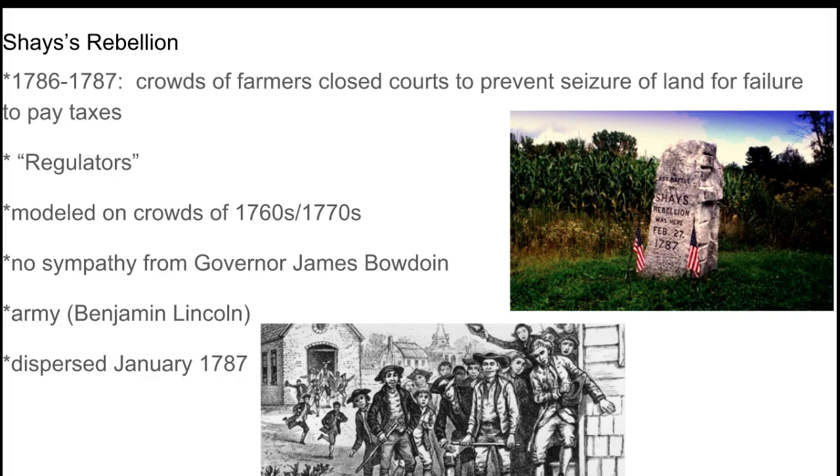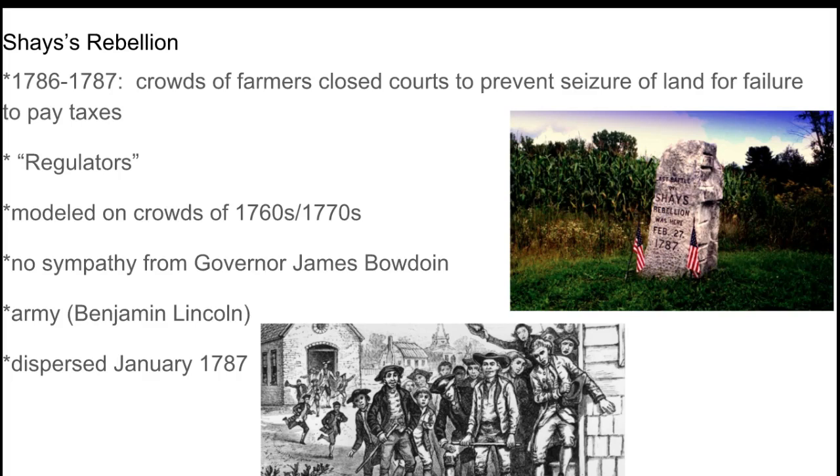So Daniel Shays is in western Massachusetts, and he and a bunch of his friends get out and they say, we're going to close down these courts so they can't take our land. If the judges won't come work and seize our land, then they can't take it. So they shut this place down.